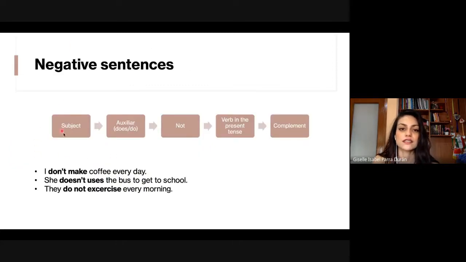Now, for the negative sentences, remember that we have to add the word not. So the order is the same. First, we're going to put the subject plus the auxiliary does or do. Remember that does is for the persons he, she, and it, and do is for the persons I, you, we, and they. Then the word not plus our verb in the present tense, and finally the complement. Okay, so for example, I don't make coffee every day. She doesn't uses the bus to get to school, and they do not exercise every morning.